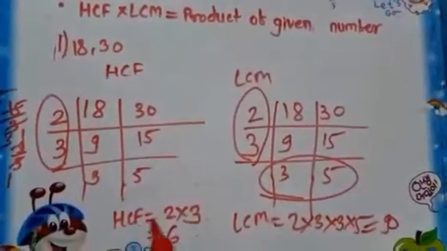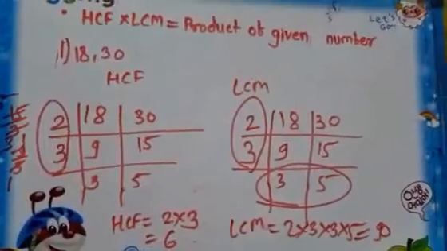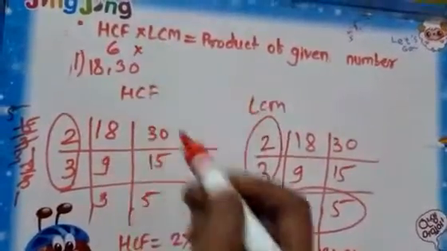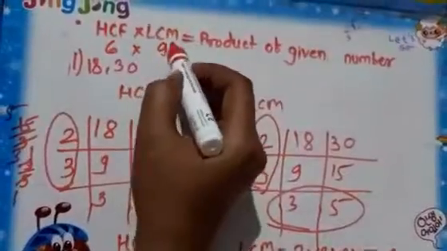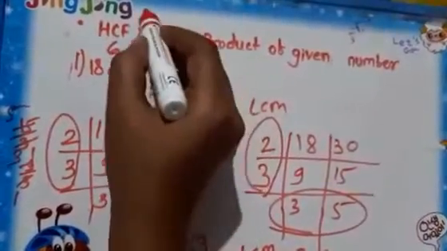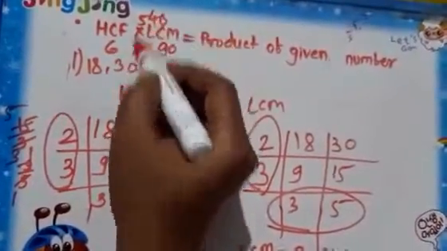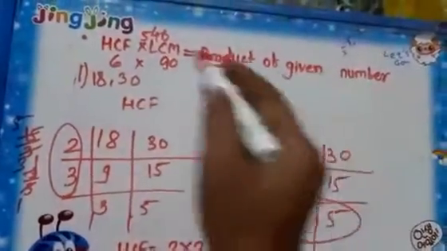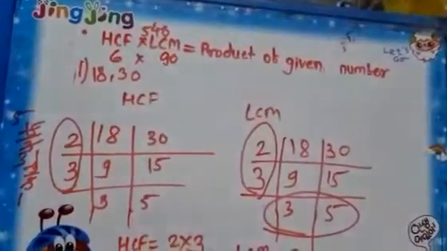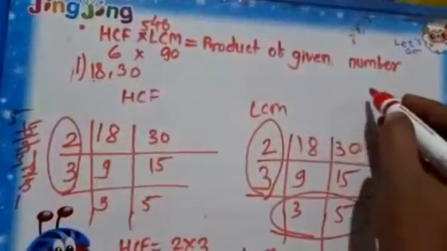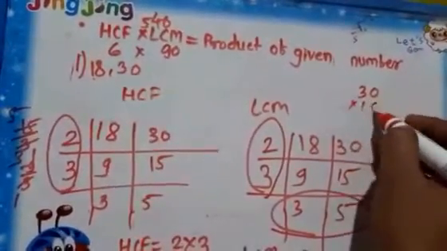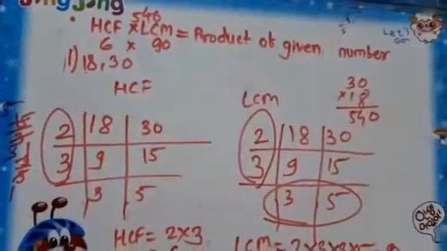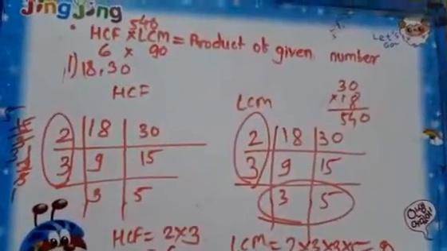Now see this law, HCF into LCM. What HCF we got? 2 into 3, 6. So HCF is 6 into LCM is 90. Their product is what? 9 sixes are 54, so 540. Now whether the product of the given numbers is again 540 or not, we will check. Given numbers are 18 and 30. So 30 into 18, it will be 0 and 54. So it will be 540.